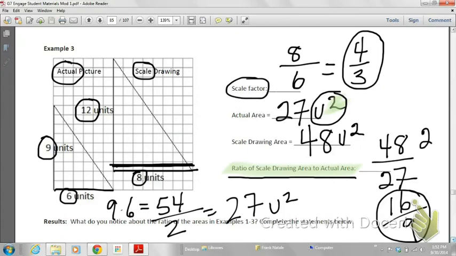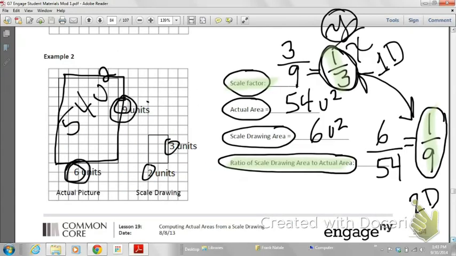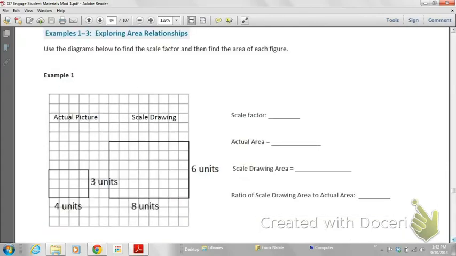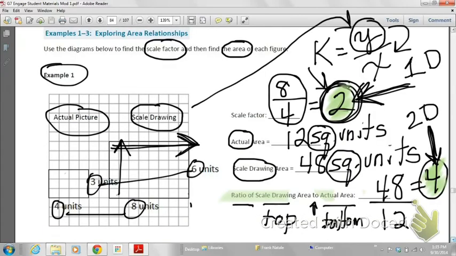That is now the ratio of scale drawing area to actual area, which is our 2D ratio, and here is our 1D. D is for dimension. 1D scale factor. How do these two compare? Well, now we've got all these different comparisons to make. We've got 4/3 and 16 ninths, and then we have 1/3 and 1/9, and then we have 2 and 4.